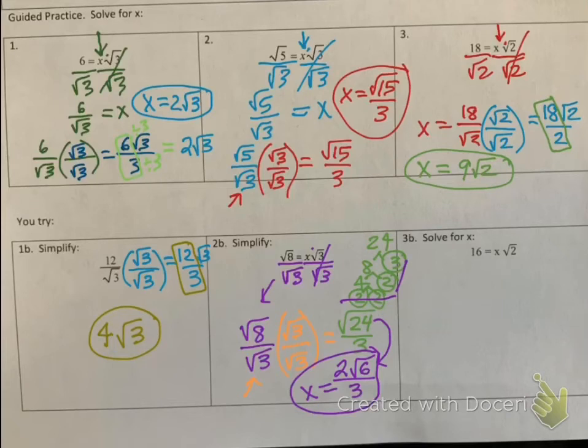For 3b, in order to isolate the x, I have to do the opposite of multiplying by the square root of 2, so divide by root 2. So x is equal to 16 over root 2.